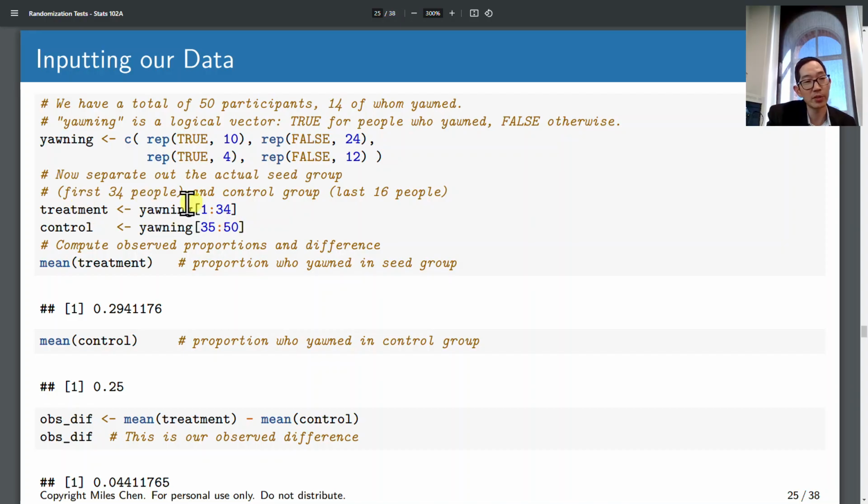In the treatment group, I have 10 out of 34. And if I call mean on this, because it's true false, it's going to give me the proportion true. I'm going to get 29.4%. And if I call mean on the control group, which has the remaining 16, I get 25%. So my observed difference between proportions is 0.294 minus 0.25. I get a difference of 0.044. That's my observed difference. We're going to keep that.